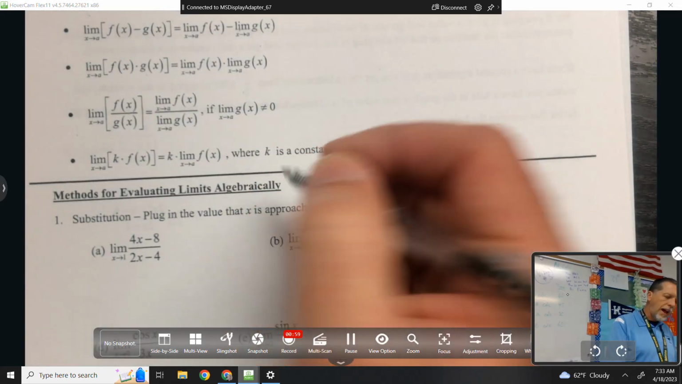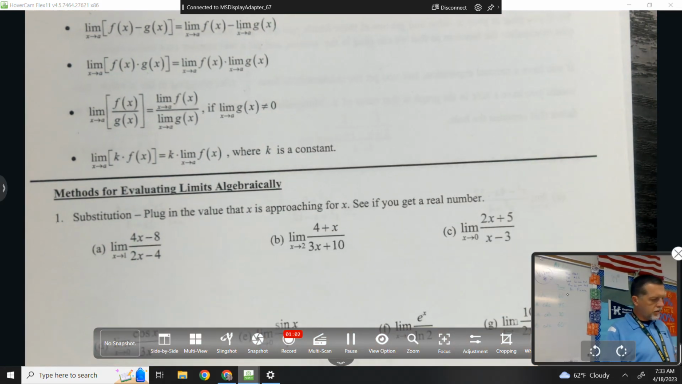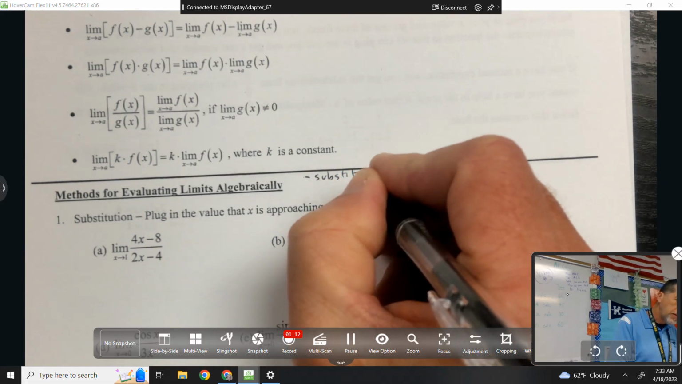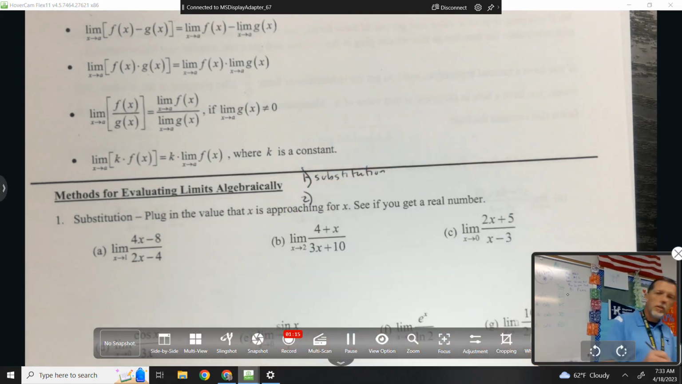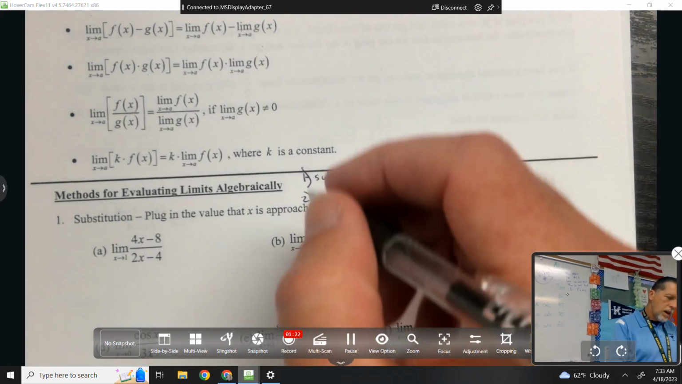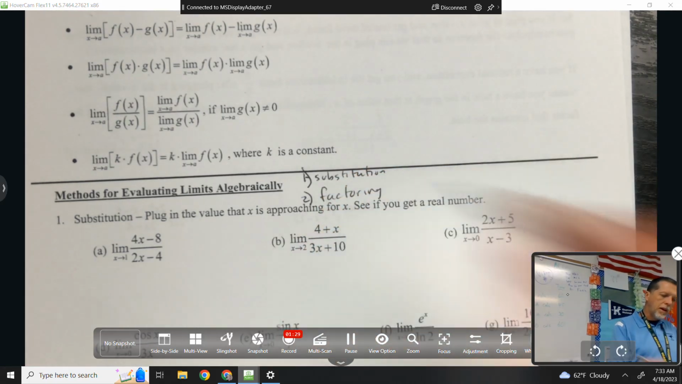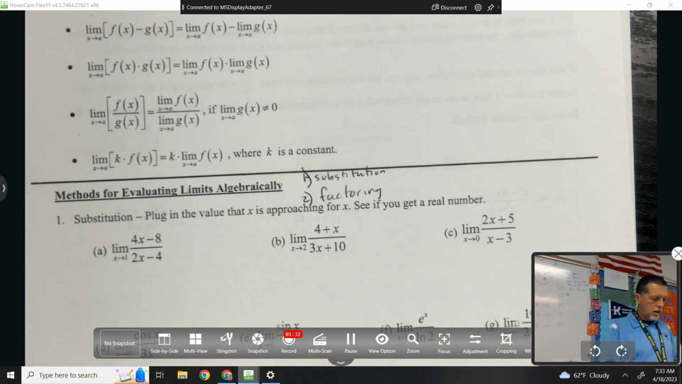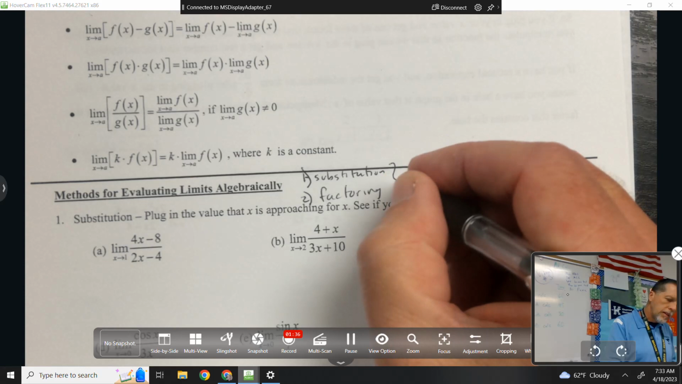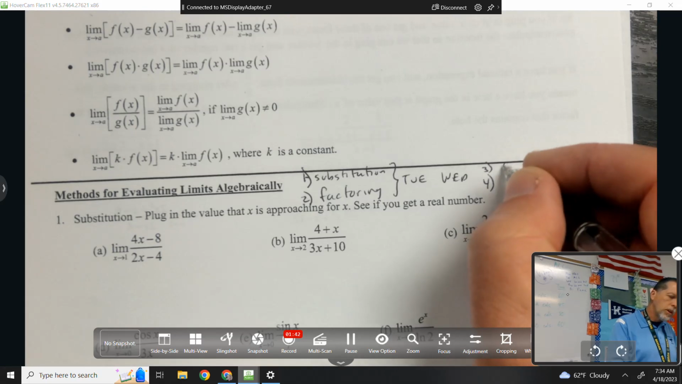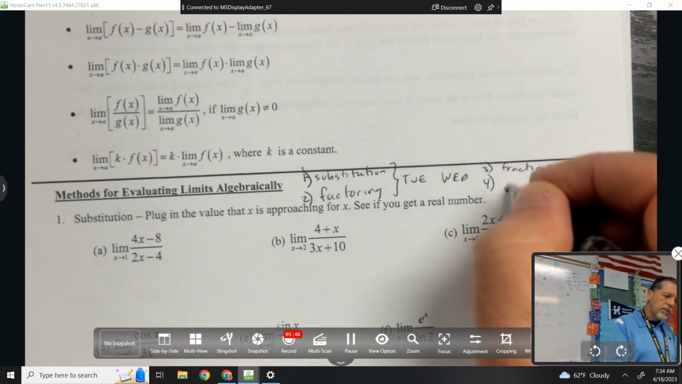Methods for evaluating limits algebraically. There are several methods. Let me just outline the methods now, but then we'll go through them. Substitution is the first method. It's our favorite method because you don't have to do anything other than substitute. The second method would be factoring. That's mainly what we'll focus on today, Tuesday. And then tomorrow we'll get to methods 3 and 4, dealing with fractions and square roots.